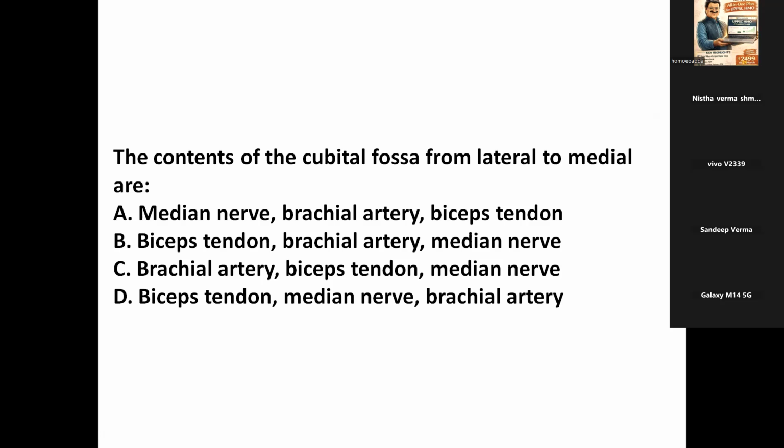Option B. You see, it is reverse, right? It is not correct. Dr. Nista says B. So it is not medial to lateral, but it is opposite, lateral to medial. The structures medial to lateral are MBBR. So from lateral to medial, we can remember like RBBM, right? But R is removed. So the first structure is biceps tendon, followed by brachial artery, and the third one is the median nerve. So the correct answer is option B.